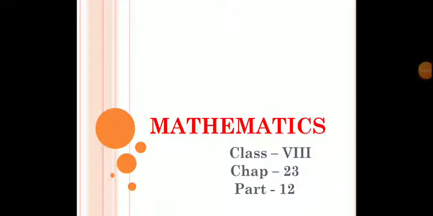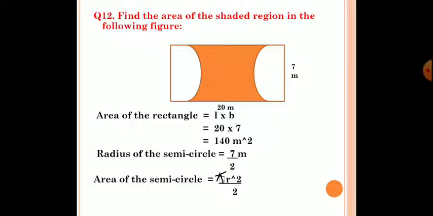This is the 12th part of chapter 23, perimeter and area of plane figures, and in this part we are going to continue with exercise 23D and we'll start with question number 12. Find the area of the shaded region in the following figure.